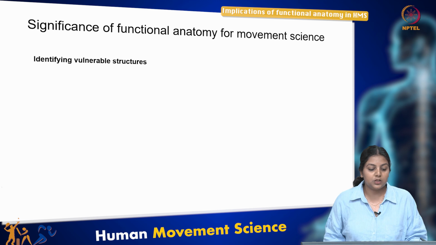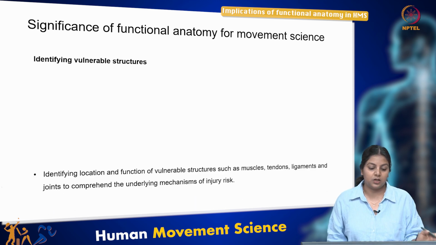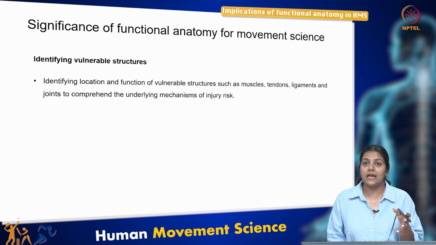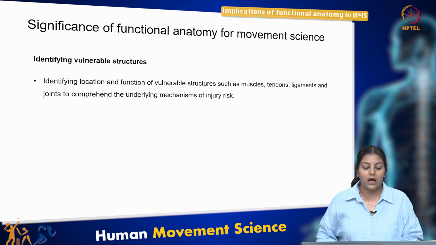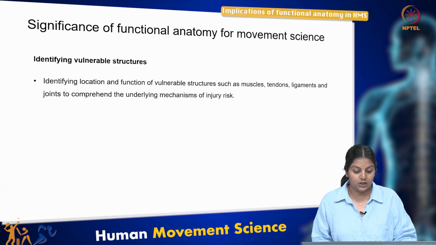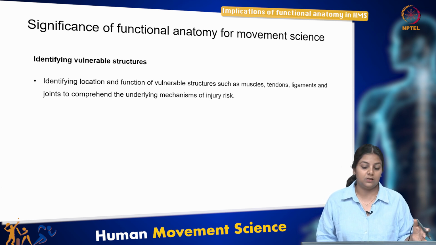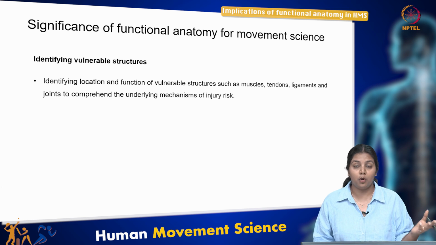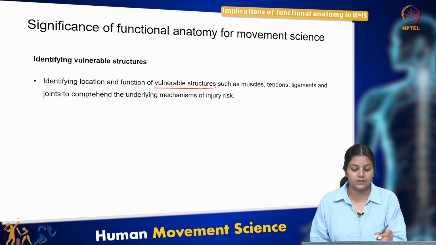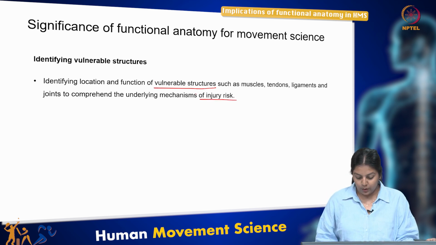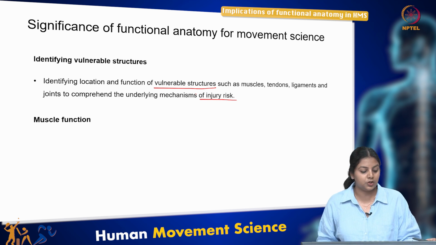So let's look at the first one, which is identifying vulnerable structures. This means identifying locations and function of vulnerable structures such as muscles, tendons, ligaments and joints to comprehend the underlying mechanisms of injury risk. It is extremely important for us to understand if, for example, a certain joint or muscle is being overloaded, overworked, hence it becomes a vulnerable structure and possesses risk of injury. So it is quite key for us to understand the vulnerable structures.